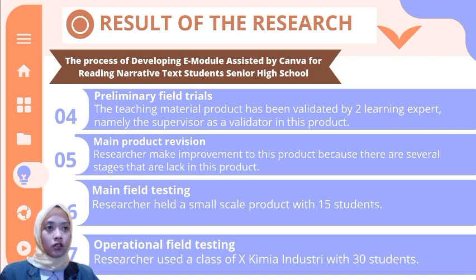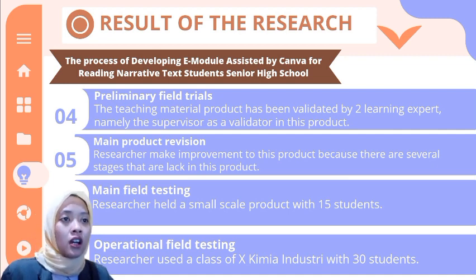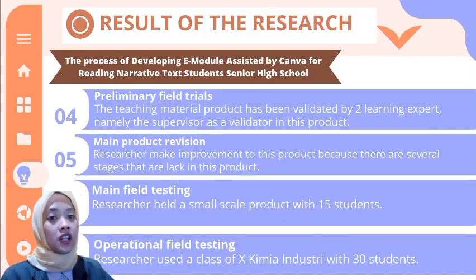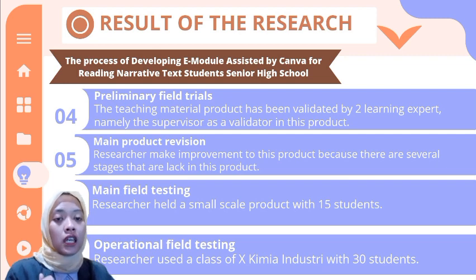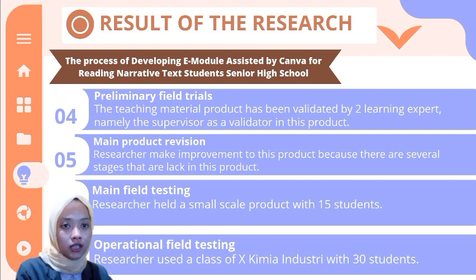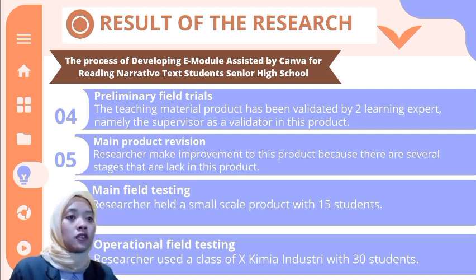And the next is main product revision. The researcher made improvements to this product because there are several stages that were lacking in this product. The researcher made revisions. First, some students suggested that the product mostly uses green, so the researcher changed the color of the module. Then the researcher put a video in this product, and changed the video to the end, after the learning process. And the next step is main field testing.